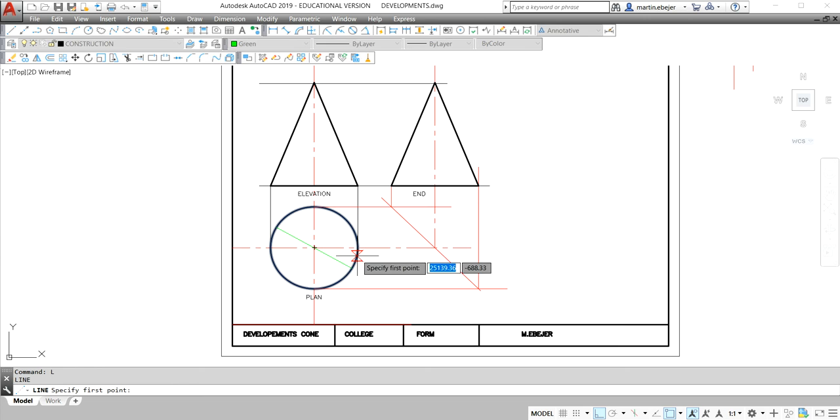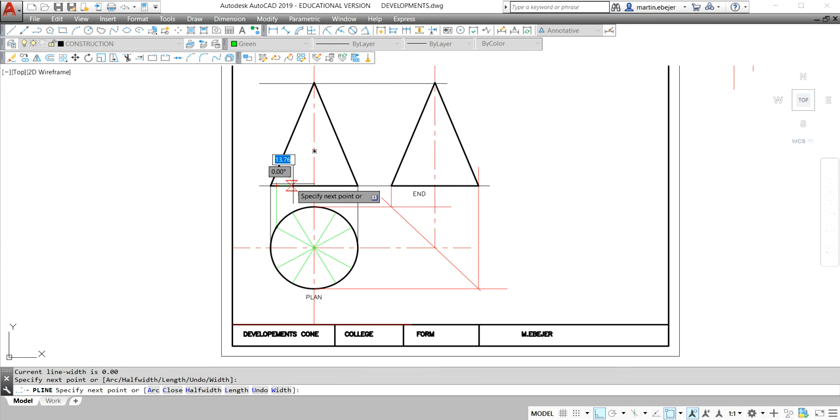Okay, that is an angle of 30 degrees. This is an angle of 30 degrees on the other side. Here is an angle of 60 degrees. And here is an angle of 60 degrees. So we divided the circle into 12 using 30 and 60 degrees. From here we're going to project to the elevation, the front view.